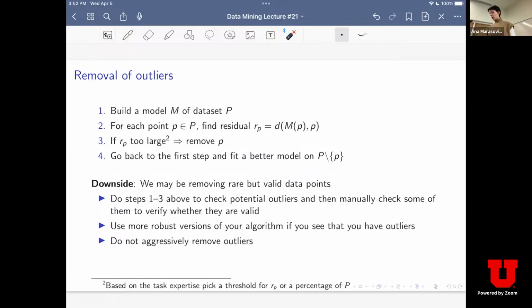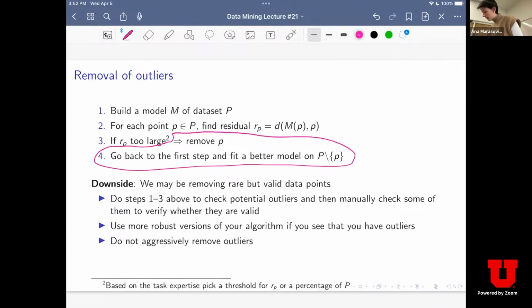So another thing you can do instead is you can do steps 1, 2, 3 without removing P. And then you will get your set of potential outliers.